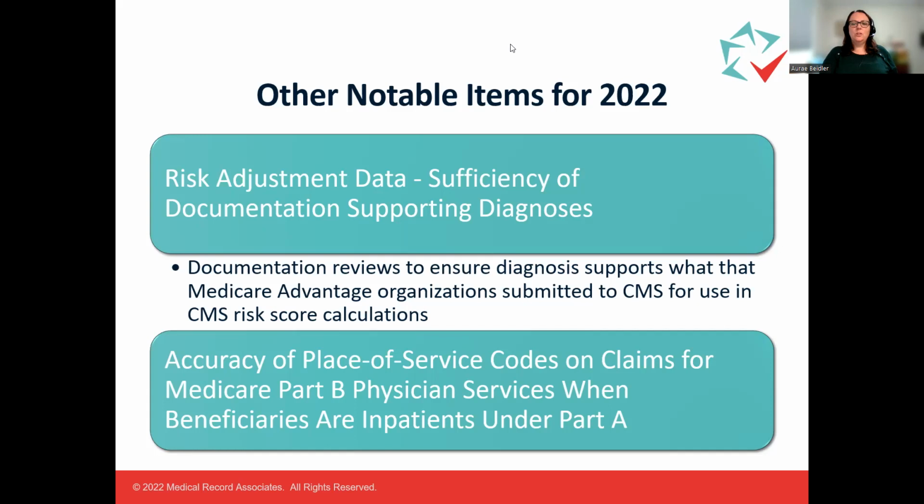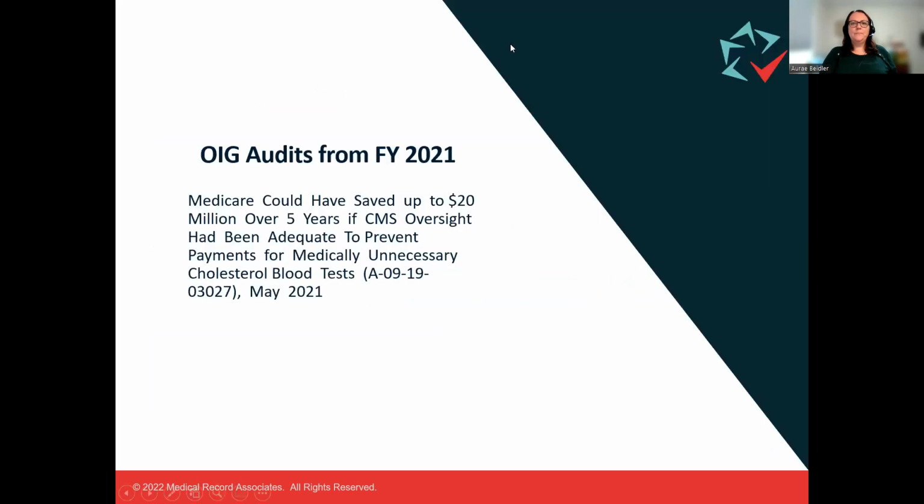I wanted to take a look next at one of the audits that came from fiscal year 2021. When you go to the OIG website, you can find those audits, which could have been part of the work plan in the past. You can see the audit number there, 0919 03027. Maybe this was from 2019 on the work plan.